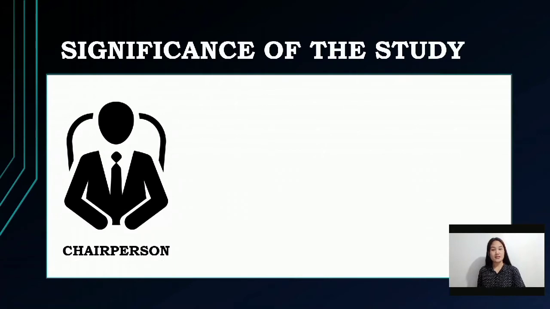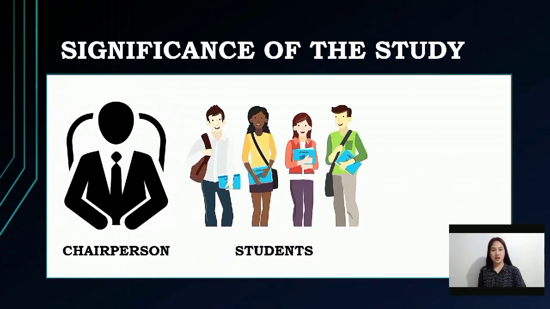Next is the significance of our study. The CHMSC Fortune Town BSIS Student Evaluation and Advising System is beneficial to the following. First, to the chairperson. This system will help the chairperson to handle the evaluation of students and advising in a more convenient way. Second, to the students. This system will help them have their evaluation and advising more convenient and not time-consuming.